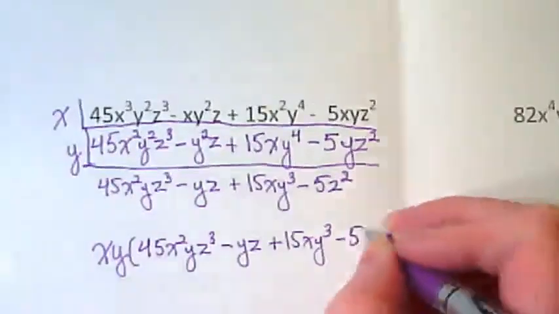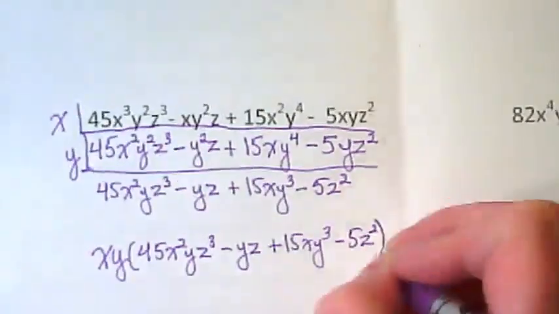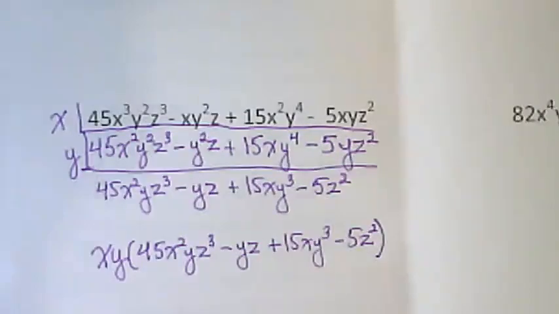What should the last one be then? Yep. Bring down that negative sign. Bring down the 5. The x is gone because we've divided it out. X over x would be that invisible 1. And then y, z squared.